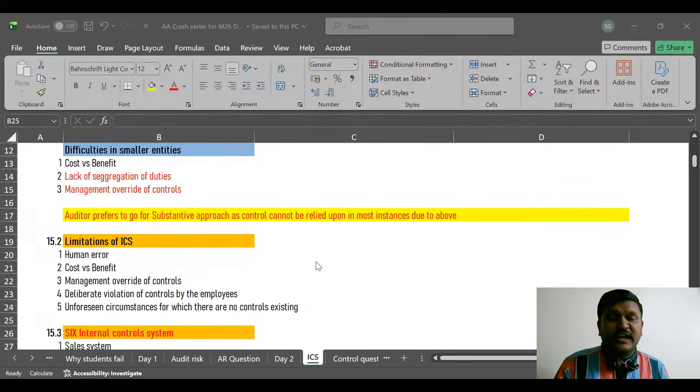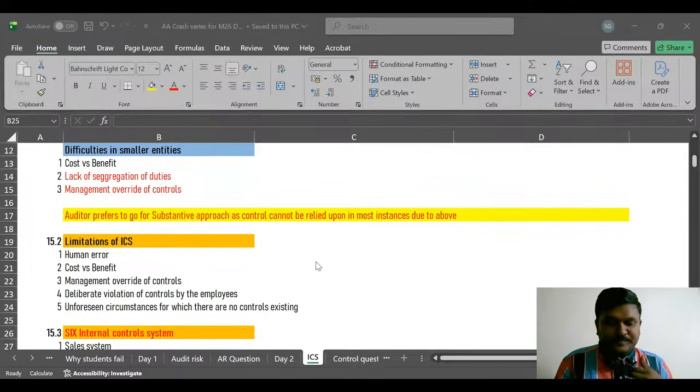Then we will have deliberate violation of controls. Meaning employees: we put in that concept called segregation of duties. One task will be done by one person, another task by another person, but if they collude together, they can deliberately violate the controls. That will also come in relating to this area, right?